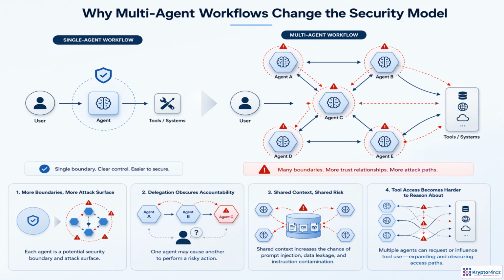Delegation can also blur accountability. Agent A may ask Agent B to perform a risky action, while the user only sees the final result. Shared memory and shared prompts add more opportunities for injection, leakage, or contaminated instructions. And when several agents can influence tool use, access control becomes harder to prove.